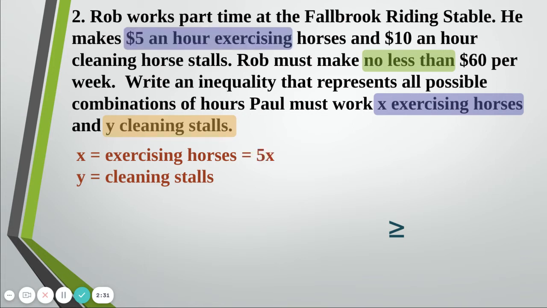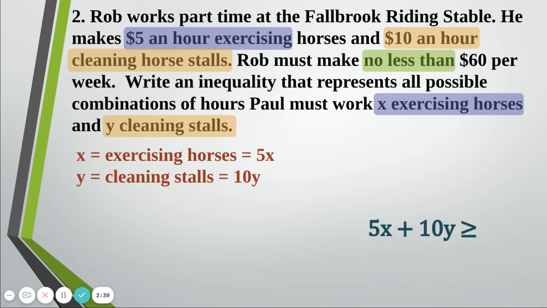Exercising horses is $5 an hour, which is 5X. Cleaning stalls is $10 an hour, which is 10Y. And if I add them together, I know that I can be greater than or equal to the total, which is $60. So this would be the inequality.